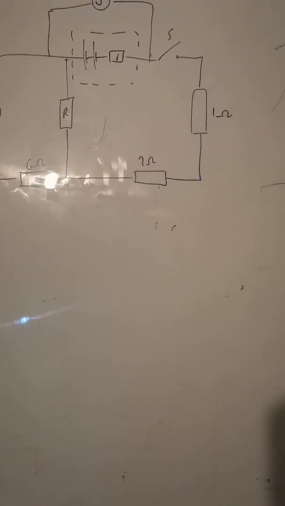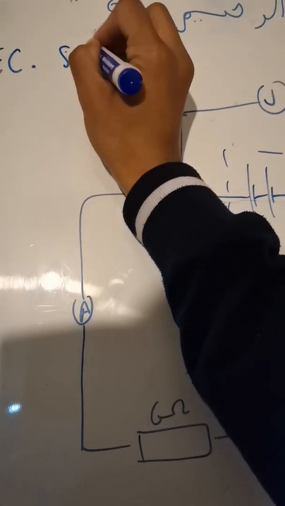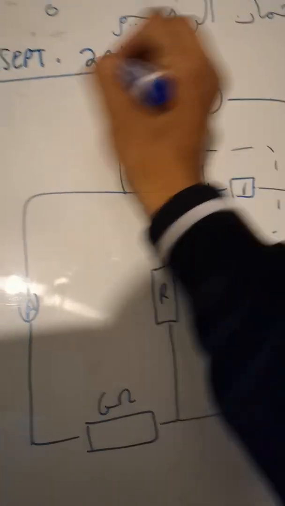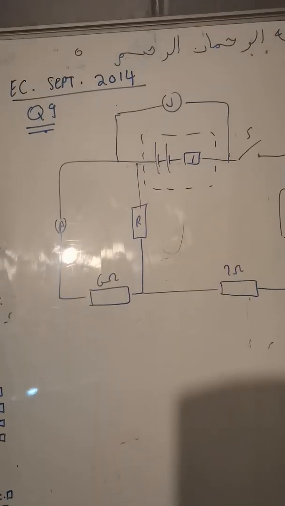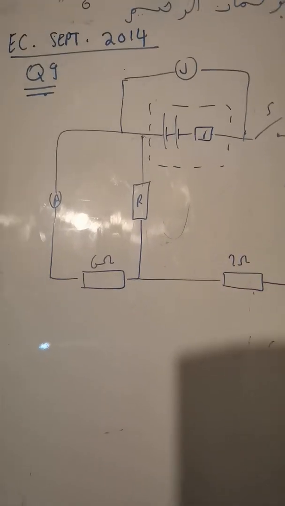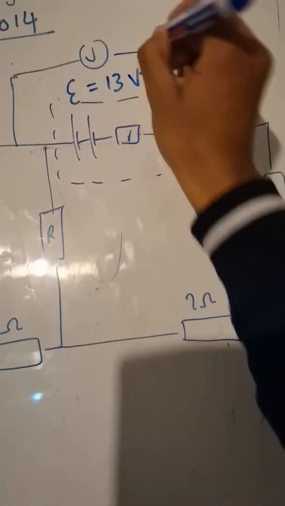Okay, everybody, in this video, this is a question paper from Eastern Cape, September 2014, physics paper 1, question 9. Get the paper, download it and just follow with me on question 9. A learner wants to use a battery with an EMF of 13 volts. So they give us the EMF of 13 volts.